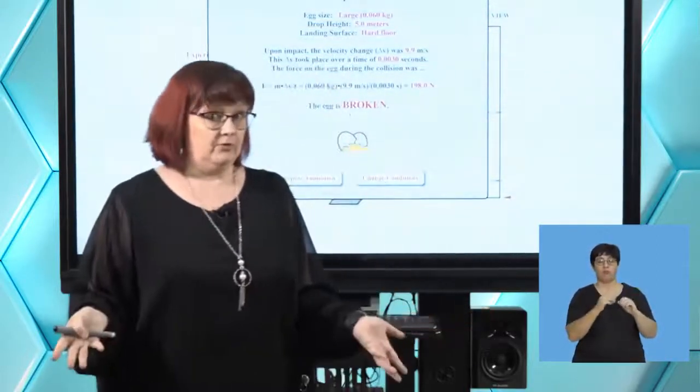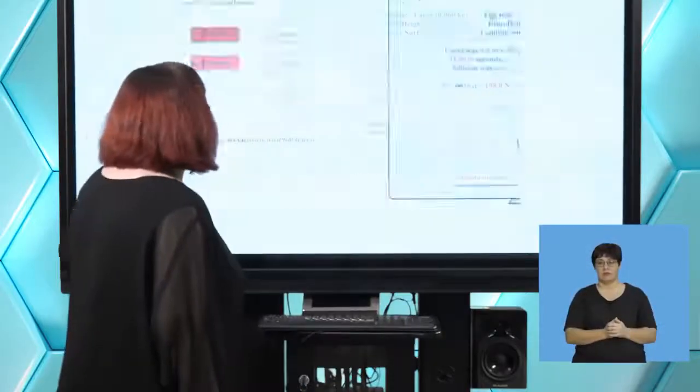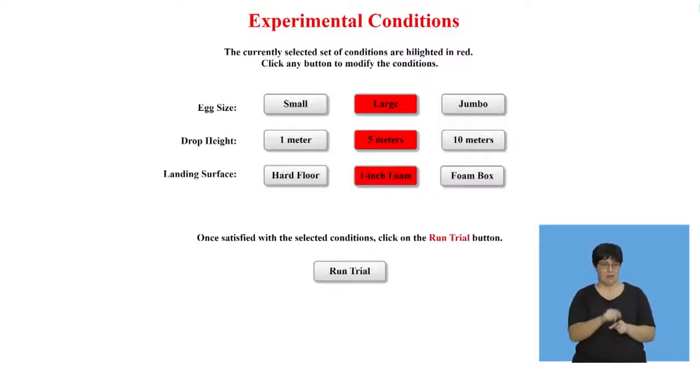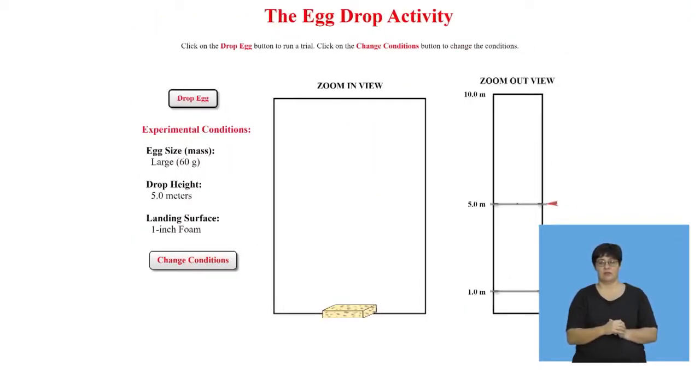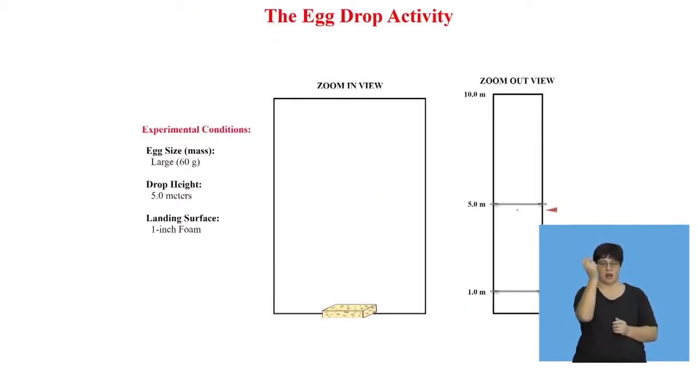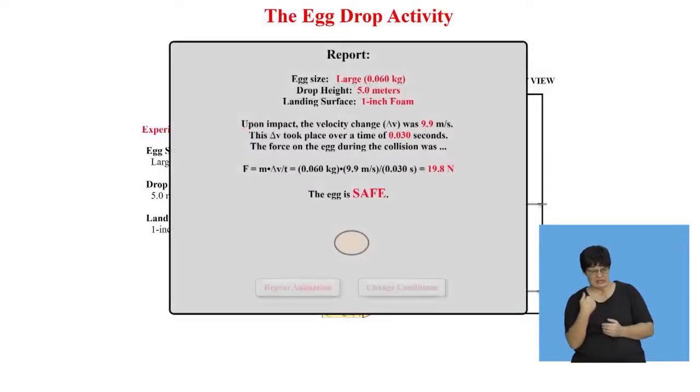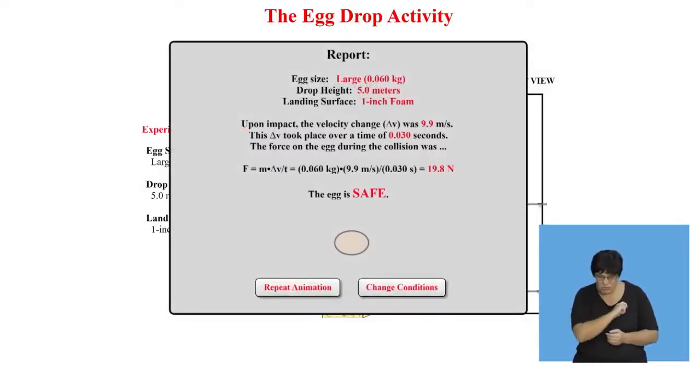So we saw with the small egg that the 1-inch foam prevented it from breaking. Let's see if that will work with the large egg. So we're going to do it again. Let's see. And there it goes. It says the egg is safe. I'm not convinced, but it's all right. What did we do again? We made the time 10 times slower. So the force became 10 times smaller.